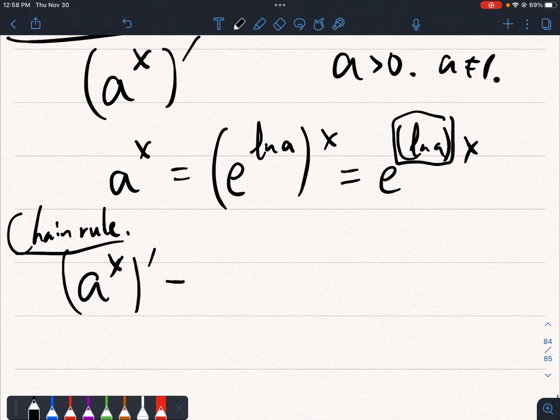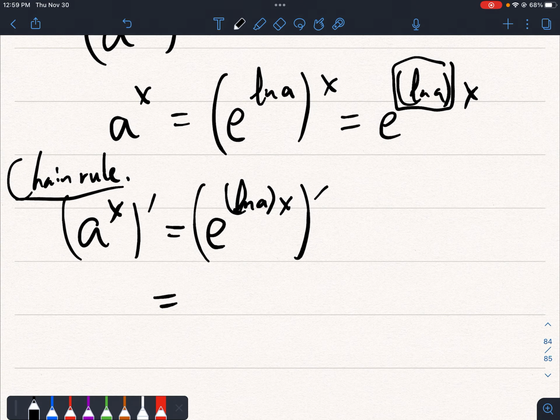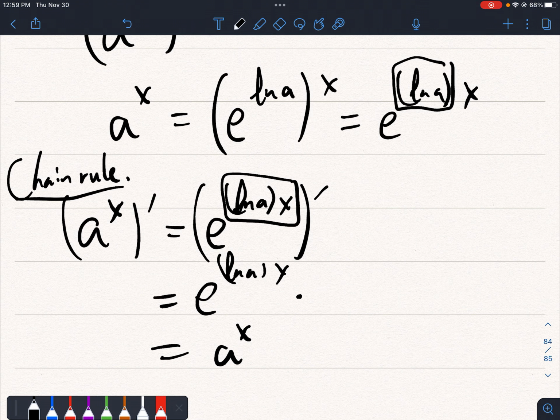Well, for the derivative of a to the x, you can use the chain rule to deduce that this is the derivative of e to the ln a times x. And this is e to the something, so the derivative is also e to the something, so it's e to the ln a x. And by the way, you can go back, this is a to the x. And now here you need to multiply by the derivative of this with respect to x. And this is a linear function of x whose slope is everywhere ln a.